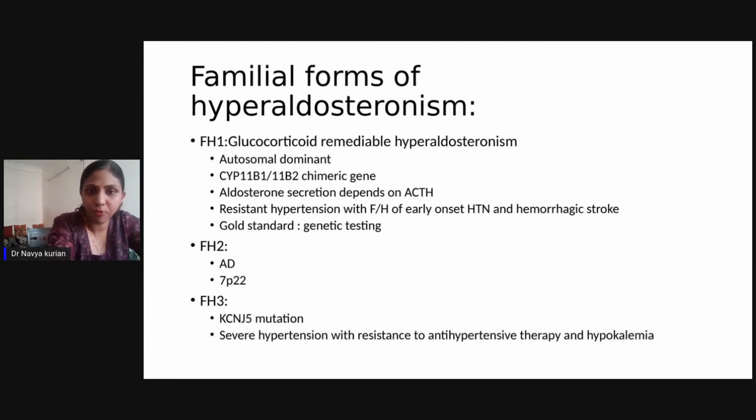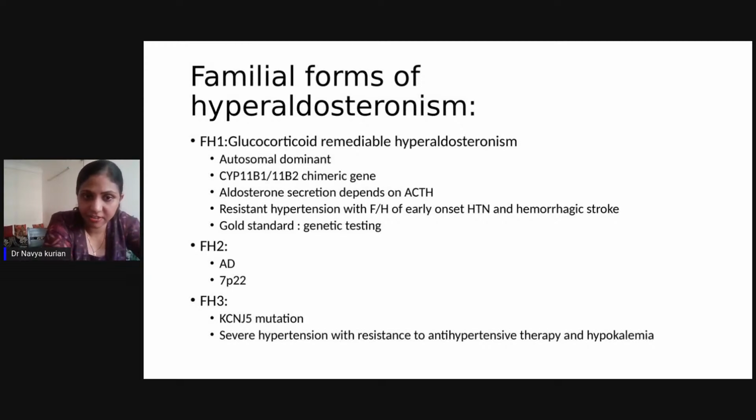There are certain familial forms of hyperaldosteronism also, among which the most important is familial hyperaldosteronism type 1, otherwise called glucocorticoid remediable hyperaldosteronism. It is an autosomal dominant disorder. It's due to the presence of a chimeric gene, that is CYP11B1 and B2 are fused. As a result, there is ectopic aldosterone production from zona fasciculata under the control of ACTH. So, this form of primary hyperaldosteronism is suppressible by dexamethasone, and treatment of this particular disorder is dexamethasone.